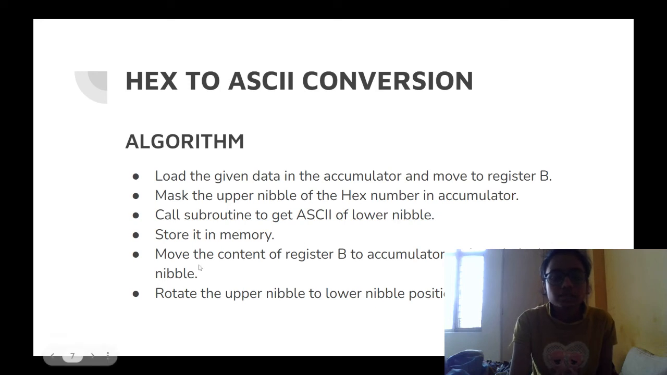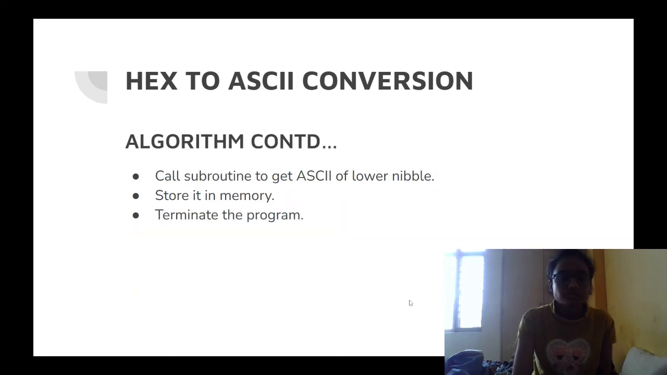Then again the content of the register B is loaded into the accumulator, and this time the lower nibble is masked. Then through rotation of the bits, the upper nibble is taken to the lower nibble position. Then again to calculate the ASCII number, the subroutine is called, and then it is stored into the memory location, and then the program is terminated.